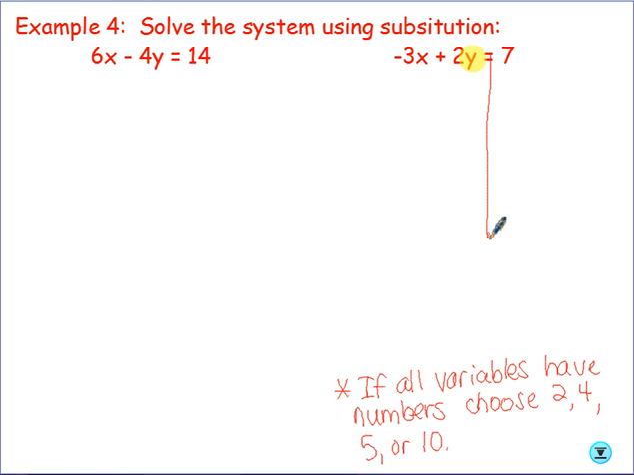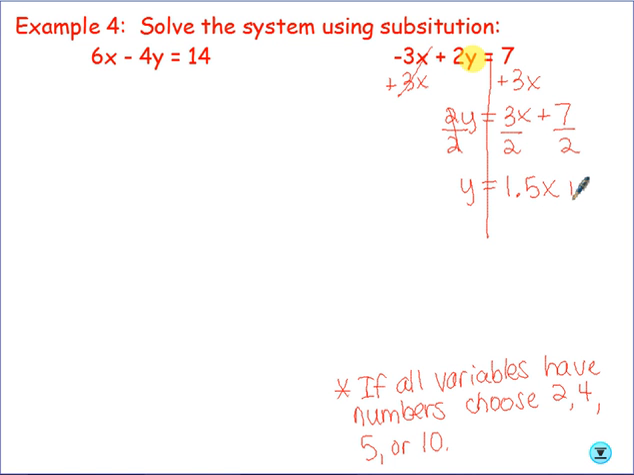I want y by itself, so I'm going to add 3x to both sides. We are left with 2y equals 3x plus 7. I'm going to divide everything by 2. That leaves me with y equals. Now here, decimals are okay. 3 divided by 2 is 1.5x, and 7 divided by 2 is 3.5.